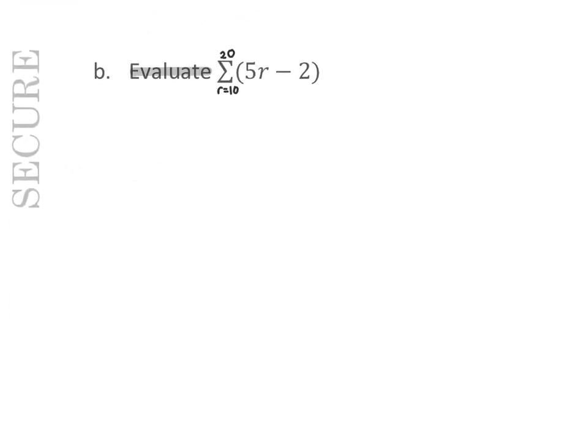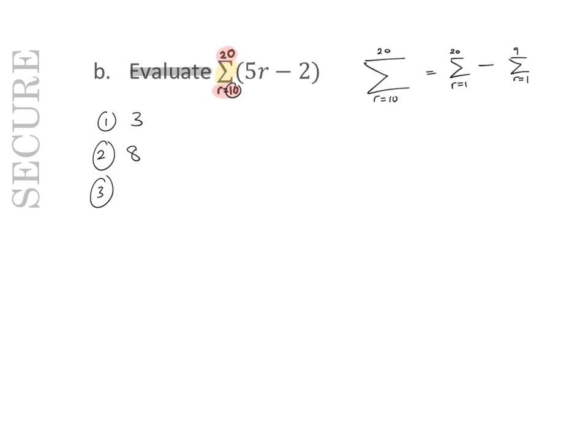Okay, question B, evaluate. We have sigma, the sum, and this time we're going between 10 and 20. So what that means is to get from 10 to 20, we need to do the sum of 1 to 20 minus the sum of 1 to 9, because remember it starts at 10. So we'll generate our first few terms. And in our box, we have 2 lots of n this time. We have n equals 9 and n equals 20.